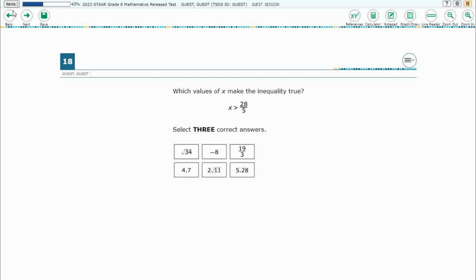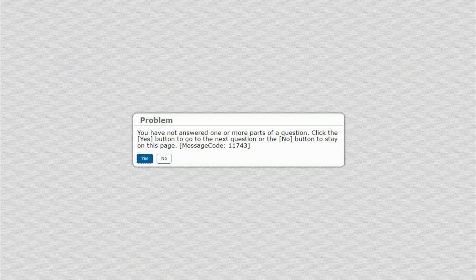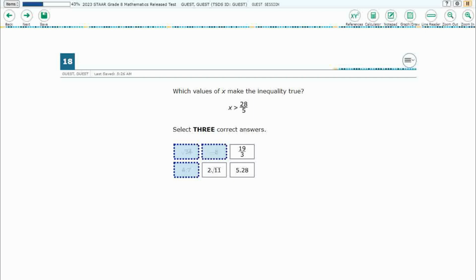So we have hotspot. We need 3 answers. So watch. Let's just say it's these 2 answers. If I try to move on, it is going to show me an error message. I've only selected 2. If I select these 3 and try to select a 4th, you'll notice it's impossible to select a 4th. So this really does want to have you select 3 problems.